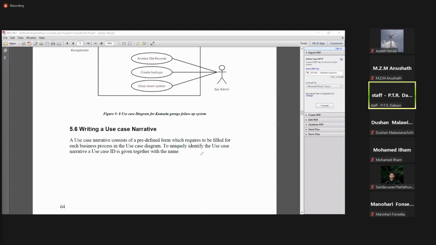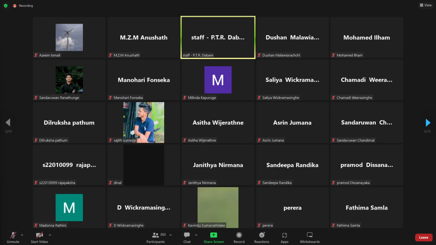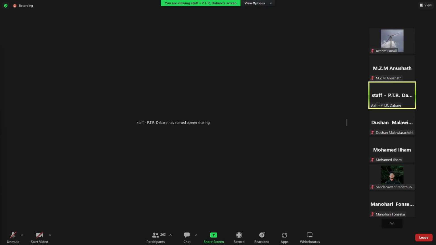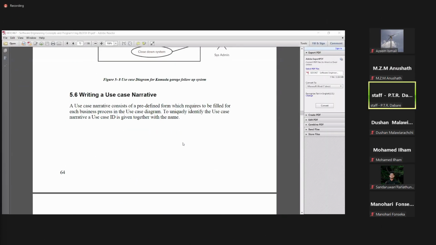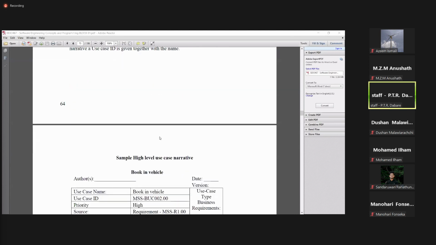Okay, writing a use case narrative, before I forget that. Writing a use case narrative is also important. You have to write at least one use case narrative. So what is a use case narrative? A use case narrative consists of a predefined form which requires to be filled for each business process in the use case diagram. To uniquely identify the use case narrative, a use case ID is given together with the name.